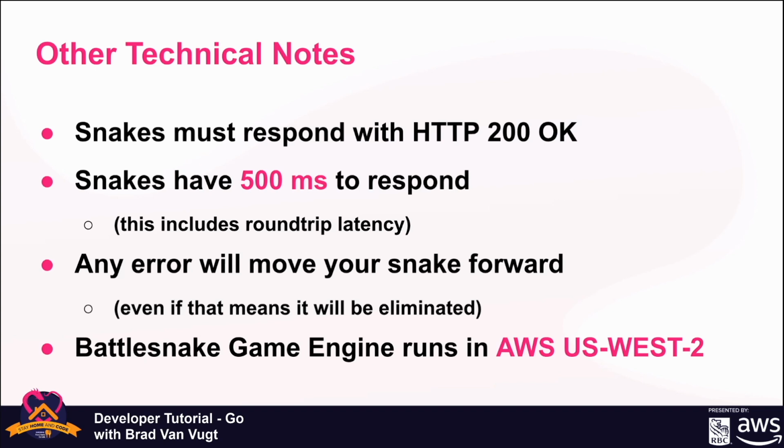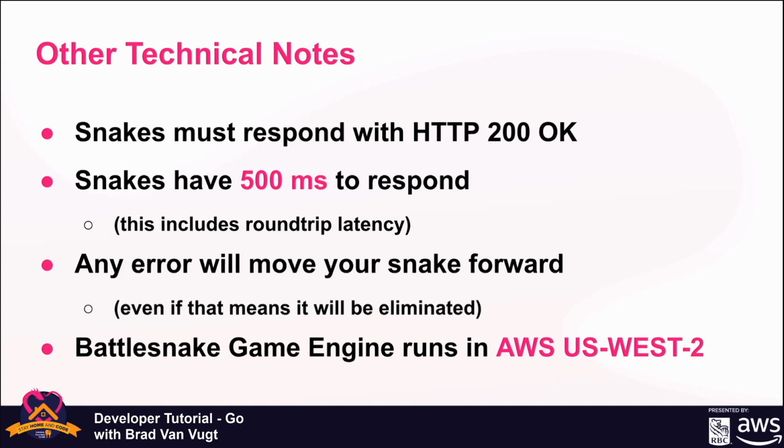If we receive any errors, so if you don't return a 200 or you don't get a response within 500 milliseconds, your snake will just move forward. We'll take whatever your last move was and reapply that to the next turn. If it's the first turn of the game, I believe we'll just assign you a move of up, even if that means you'll be eliminated. So we'll move you forward even if that runs you into another snake or off the board. So your goal is to not return errors as much as possible, obviously.